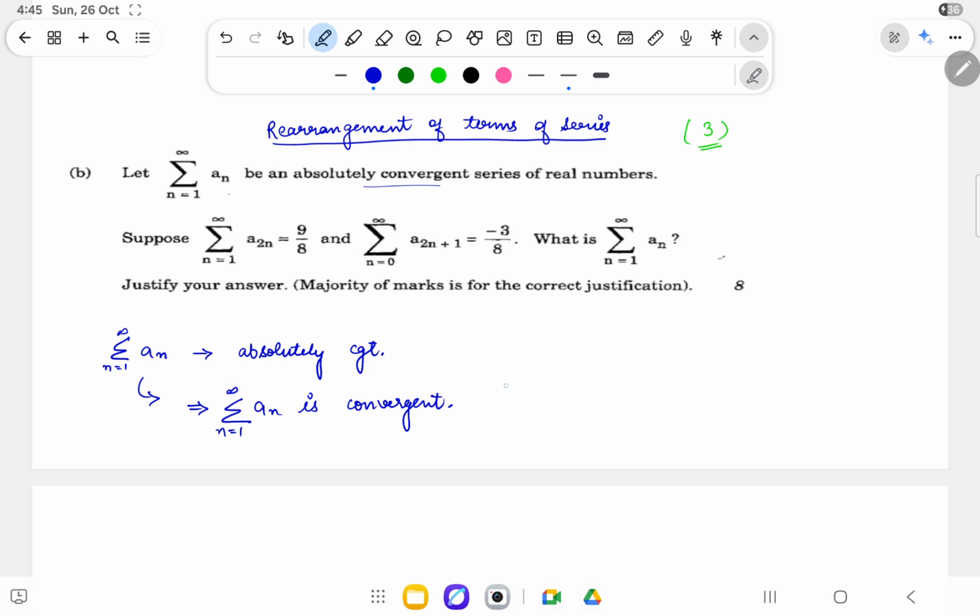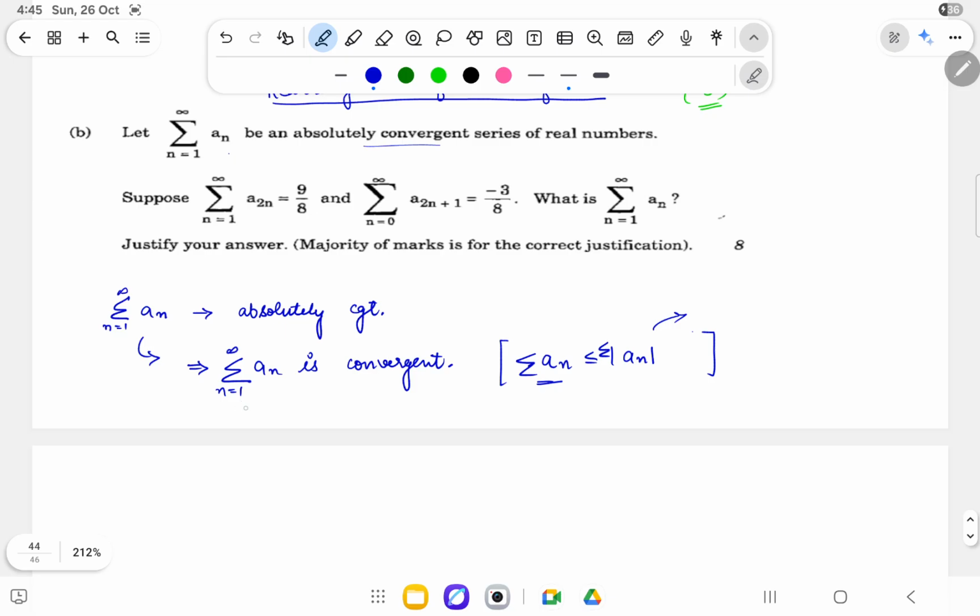And why am I able to conclude this? Because any term an is less than or equal to its modulus, so the summation is also less than or equal to the summation of the modulus. And since this is convergent, using the comparison test I can say that this series is also convergent. So from here I concluded that this series is both convergent and absolutely convergent.